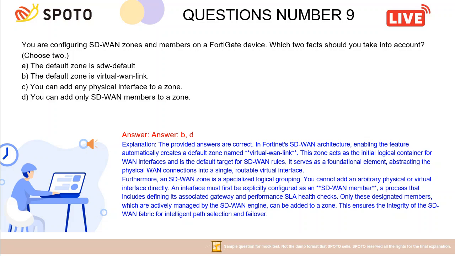Furthermore, an SD-WAN zone is a specialized logical grouping. You cannot add an arbitrary physical or virtual interface directly. An interface must first be explicitly configured as an SD-WAN member, a process that includes defining its associated gateway and performance SLA health checks. Only these designated members, which are actively managed by the SD-WAN engine, can be added to a zone. This ensures the integrity of the SD-WAN fabric for intelligent path selection and failover.